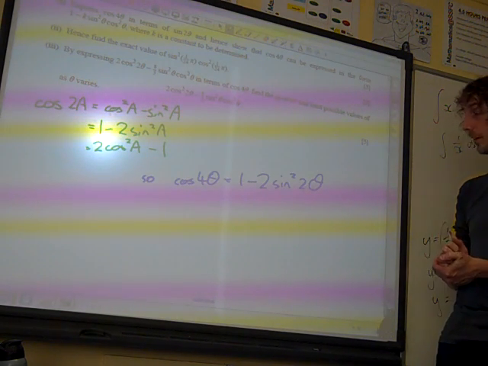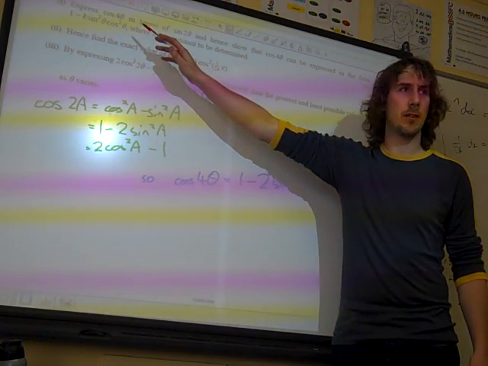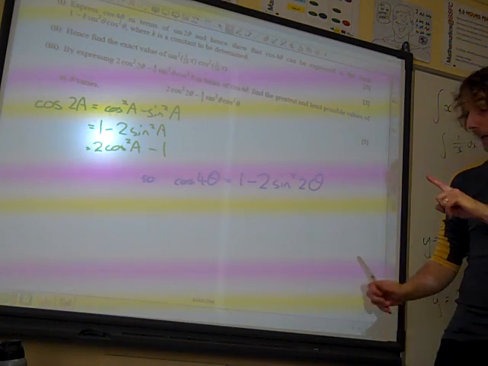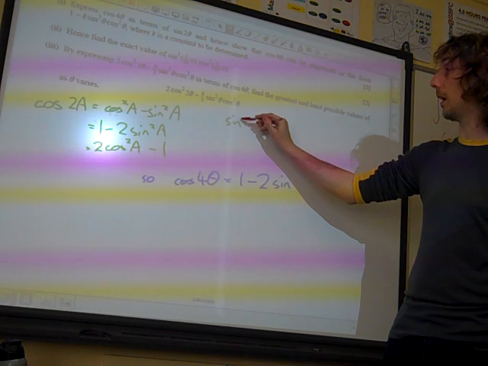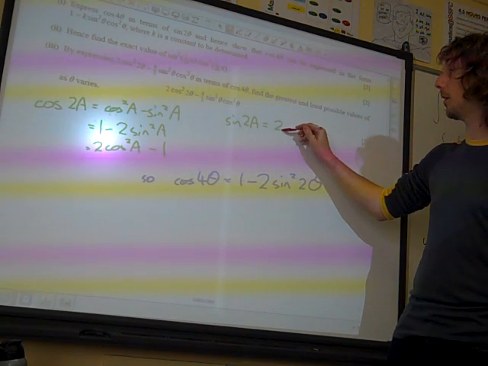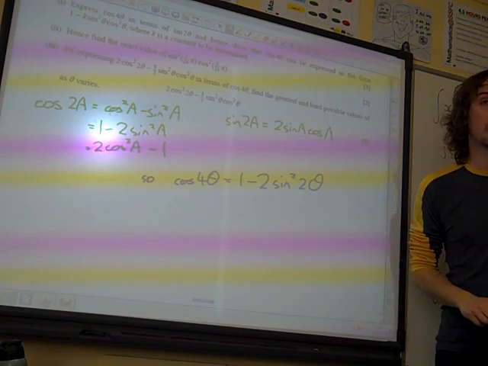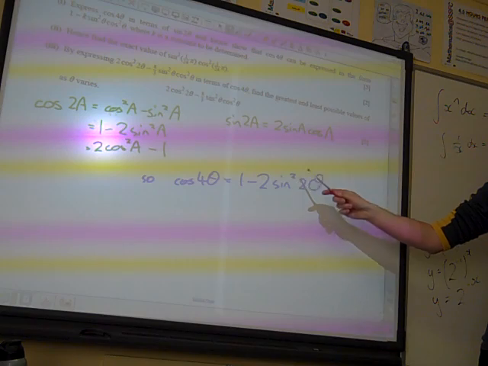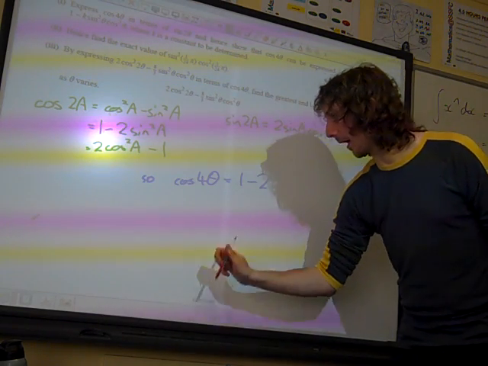And hence, show it can be expressed in this form. So we've got to get this now, so it's just in terms of single thetas. Well, maybe if we're writing this, we should also remind ourselves that we know that sine 2a is 2 sine a cos a. And so actually here we've got sine squared, let's replace that.